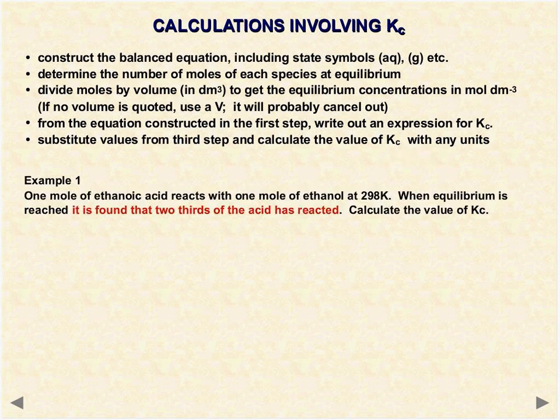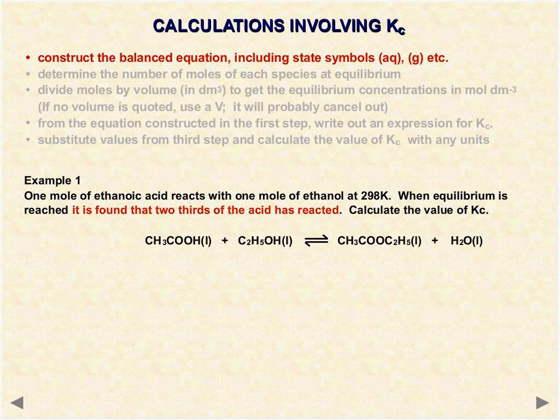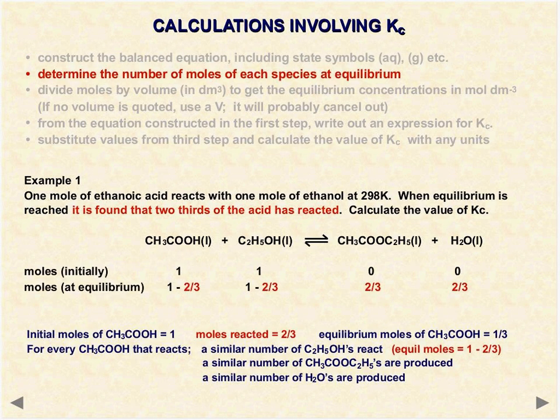Okay, an example. 1 mole of ethanoic acid is reacting with 1 mole of ethanol and it is giving you the products. The question says when equilibrium is reached, it is found that 2/3 of the acid has reacted. This is the acid, ethanoic acid, 2/3 moles of this acid has actually reacted. So we do it. Initially, we had 1 mole of ethanoic acid and 1 mole of ethanol. On the product side, it was 0, 0, because only reactants are present.